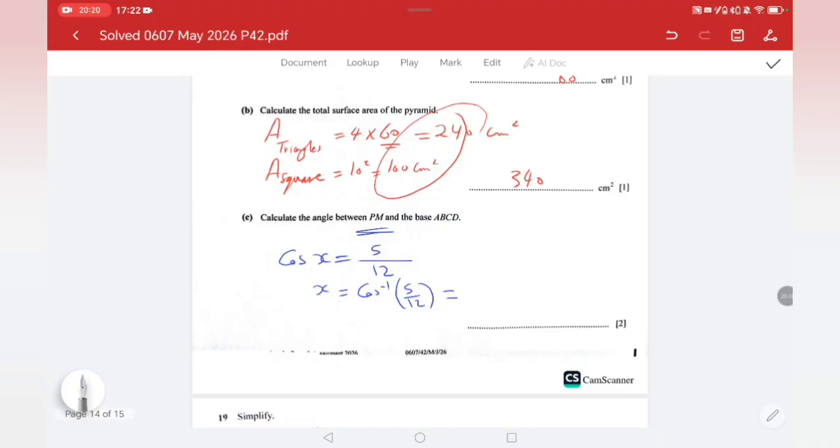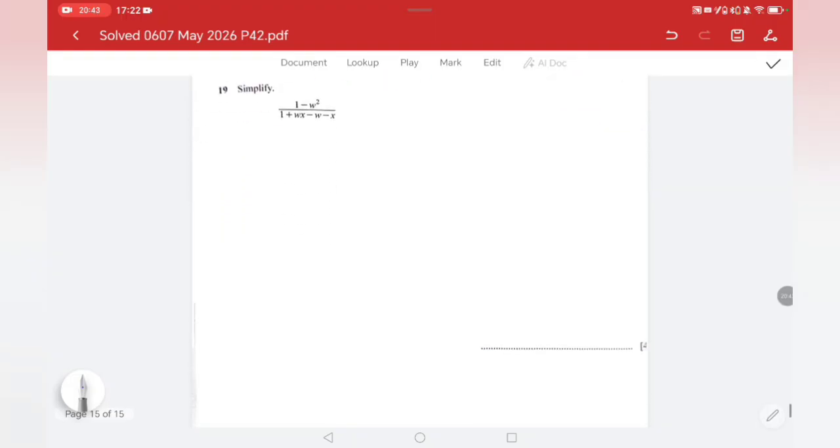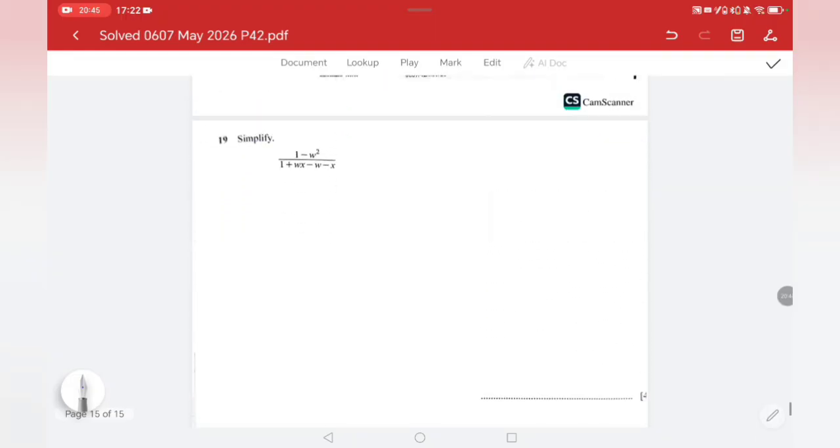So let's see. Shift cosine 5 over 12. So this one is 65.4. And angles should be 1 decimal place. Okay, if you write only 65, it will be incorrect. Okay, next one. And I think this is the last one.